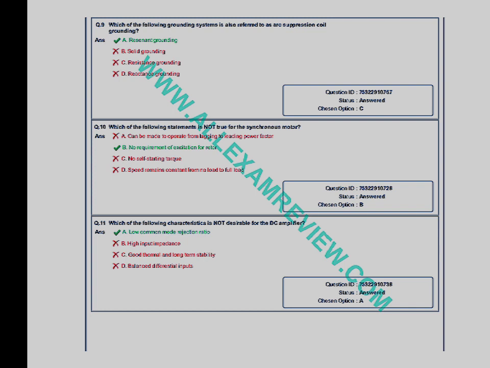Which of the following characteristics is not desirable for the DC amplifier? Low common mode rejection ratio is the right answer. Option A. Okay.